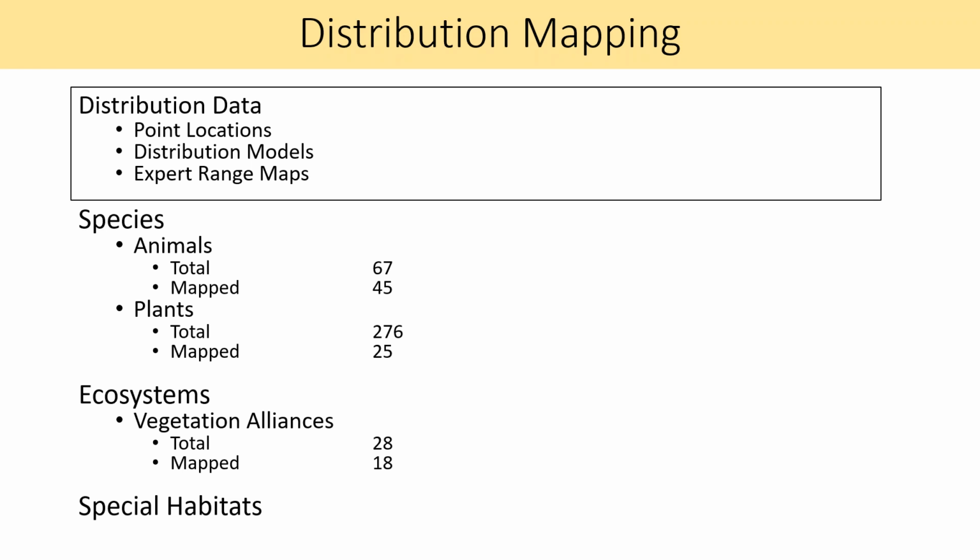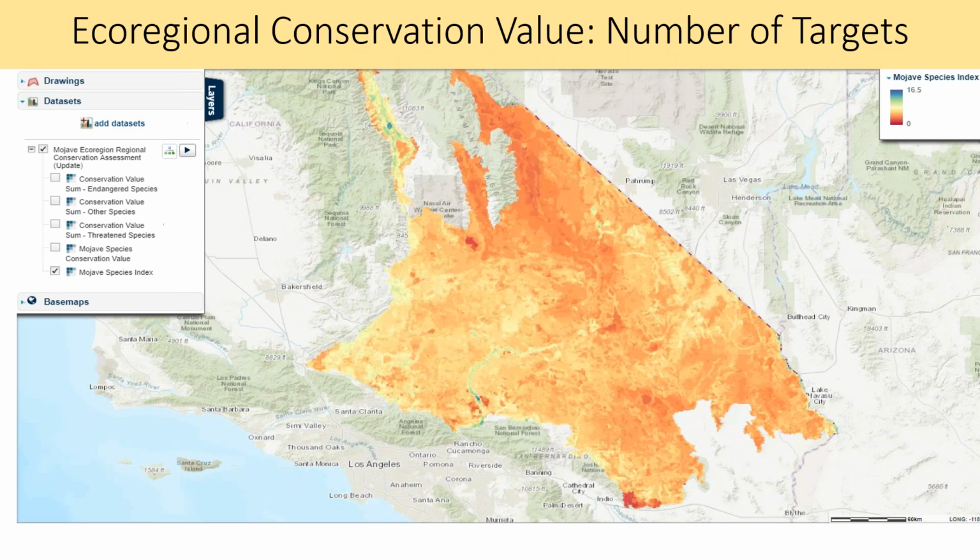And we're using the level of confidence to basically dilute the conservation values, in the sense of whether or not there's a high probability of it being found within that distribution map. The rest of these numbers are the numbers of animals and plants and ecosystems and where we are in our process of having distribution maps associated with those.